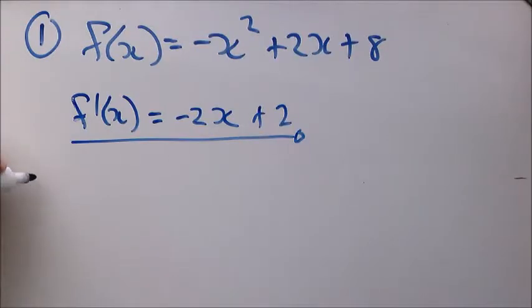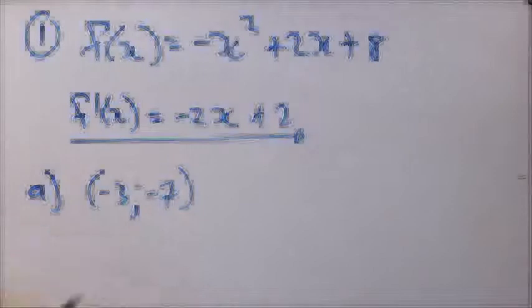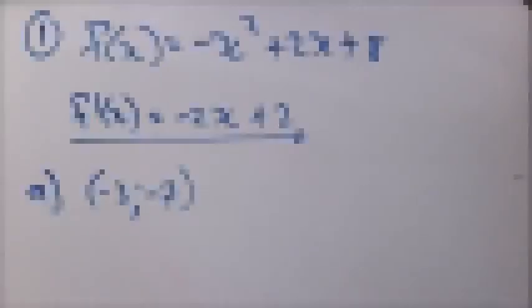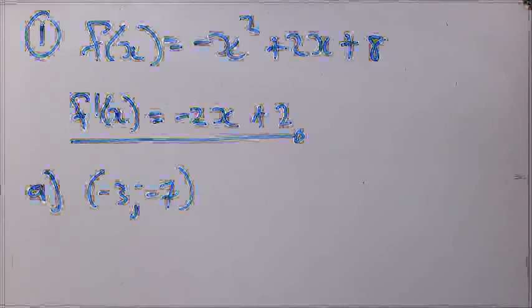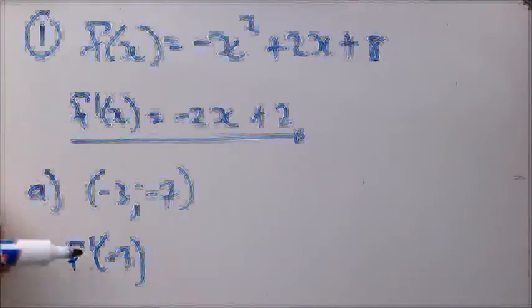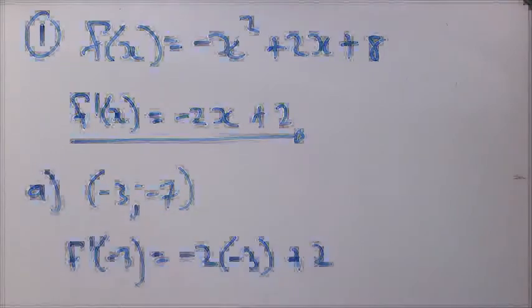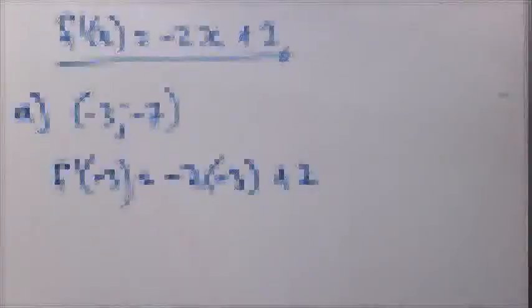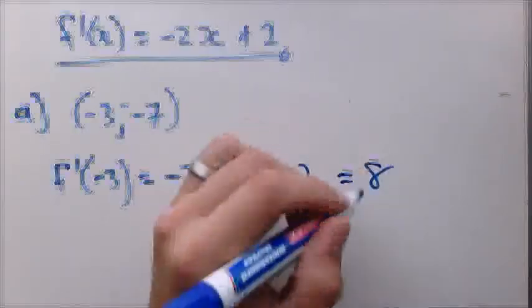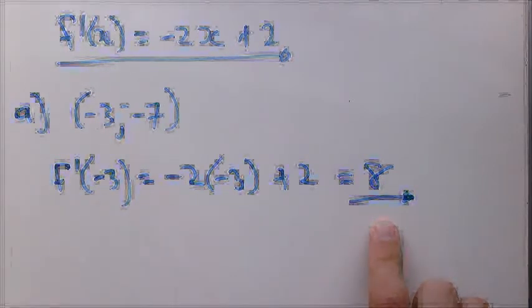So now they ask you at a, where this is the coordinates. Remember, you want the derivative at those points. That means the gradient at that point, right? So all you're going to do now is calculate the derivative where x is negative 3. So negative 2 times negative 3 plus 2, and you will see this becomes a plus 6 plus 2, which is equal to 8. So at that point, the gradient is equal to 8. Can you see we did not use the negative 7 at all, because it wasn't needed.